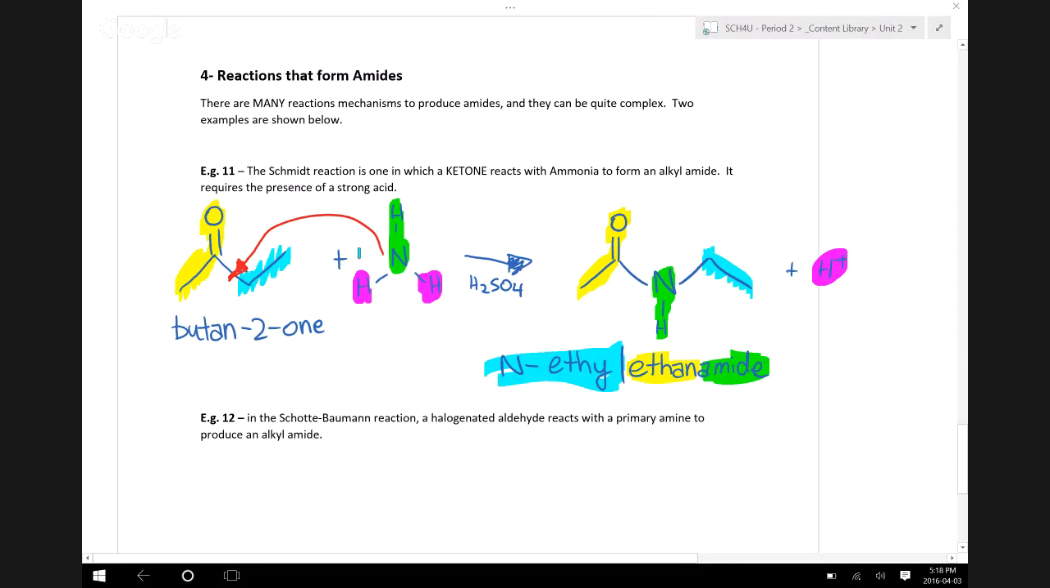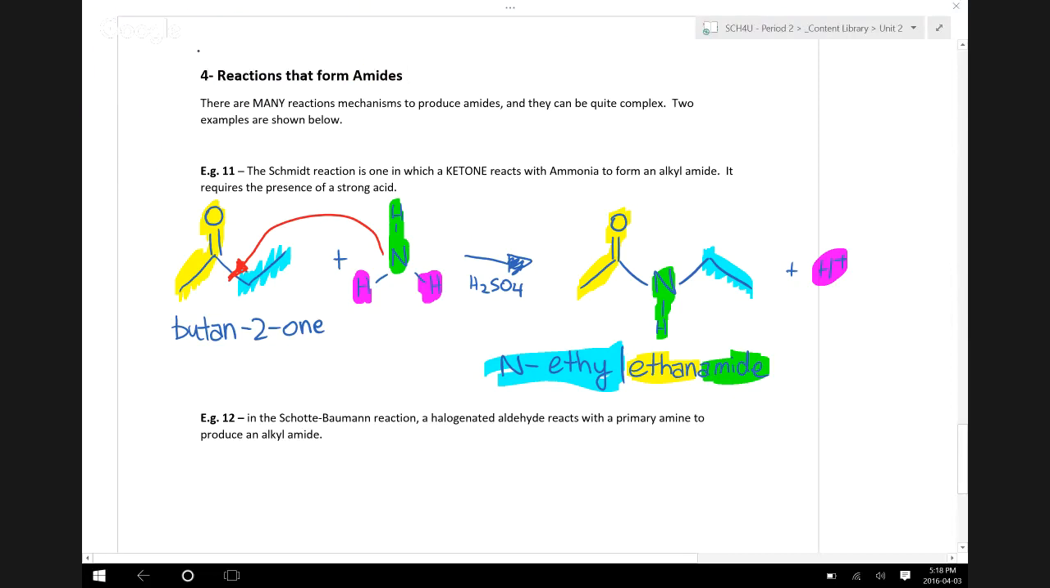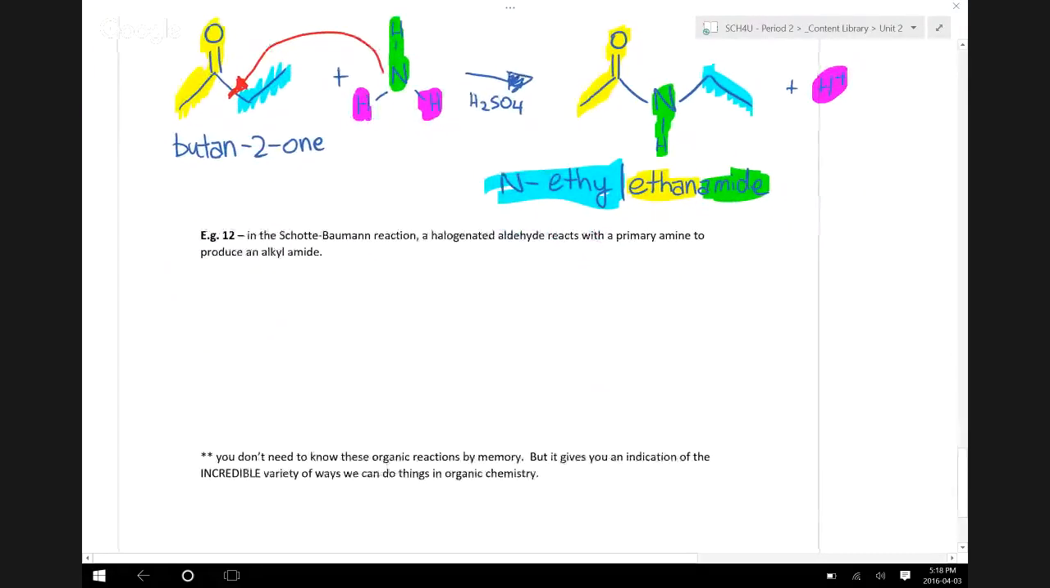So that is an example of the Schmidt reaction. Right? And a Schmidt reaction will make an ethyl amide. It will actually break the chain right in the middle where the ketone is and turn it into an amide with an ethyl group tied to it. Whereas we can get a totally different reaction in something called the Schotten-Daumann reaction. And in the Schotten-Daumann reaction, we start with a halogenated aldehyde.